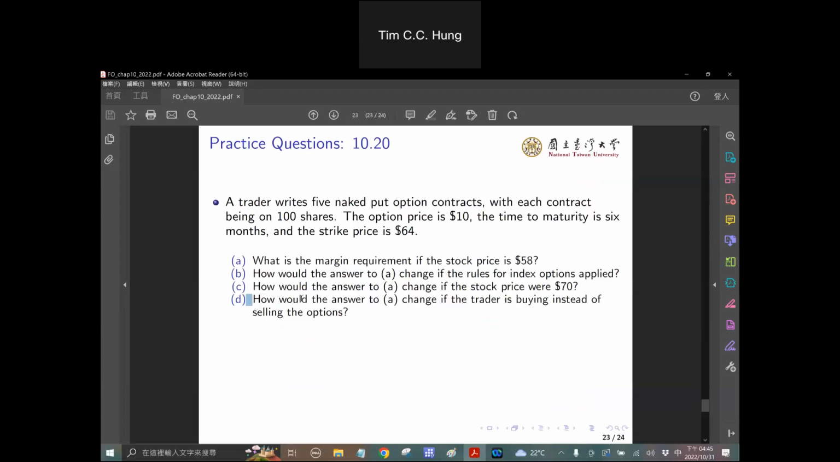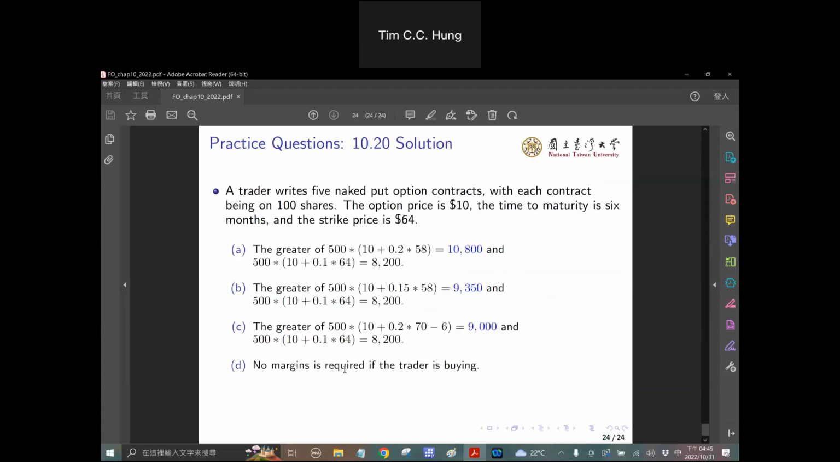D, how would the answer to A change if the trader is buying instead of selling the options? Like we mentioned, if they are buying, then there's nothing to be afraid of for the broker. So there's no margin required if the trader is buying.